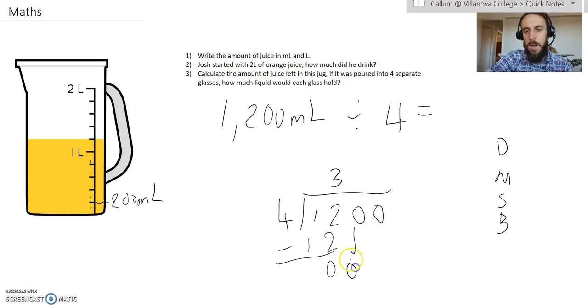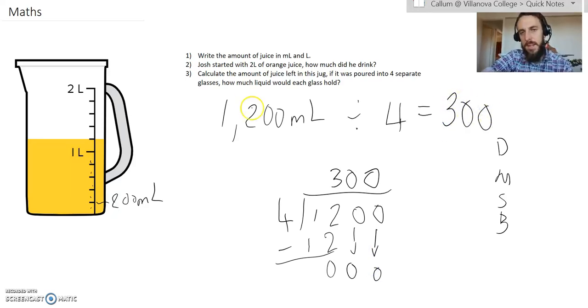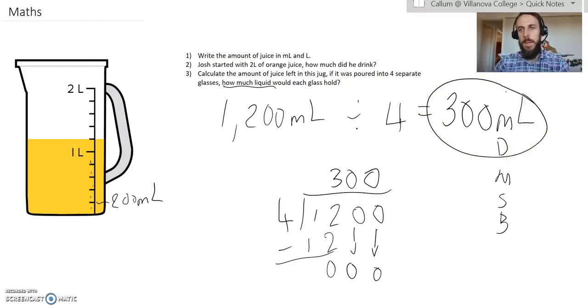Bring down the 0. 0 will go into 4 0 times. 0 will go into 4 0 times. So I know that my answer is 300. And I know that it's asking how much liquid, so I have to give a measurement. It's going to be 300 milliliters. Each glass will hold 300 milliliters.